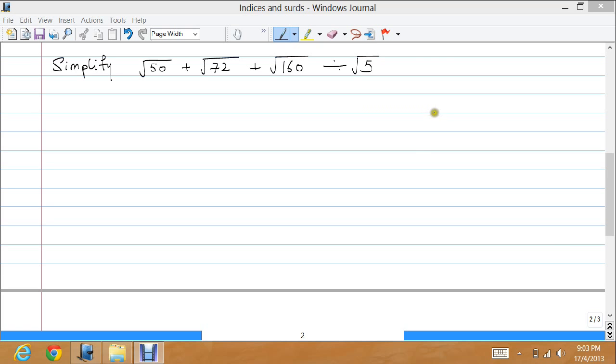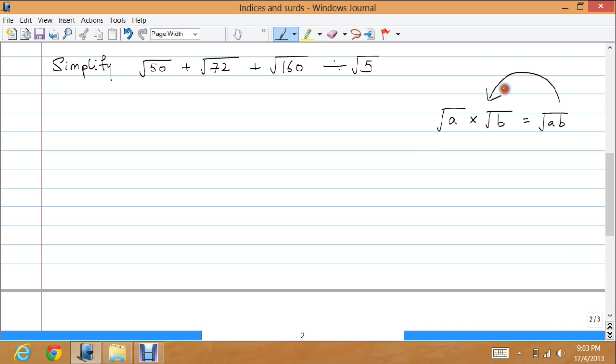They are from the law of indices, and the first rule is that square root a times square root b is equal to square root a times b. We can also look at it the other way around. If I have square root a times b, I can split it up into square root a times square root b. Similarly, I can look at square root a over b as square root a divided by square root b. We should make use of these two rules.